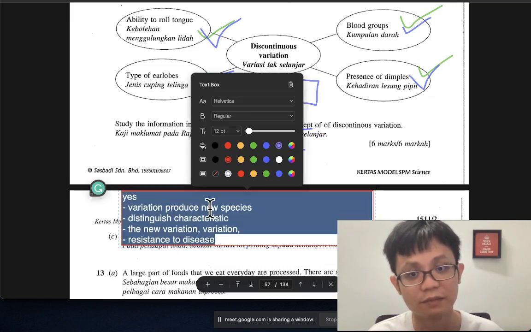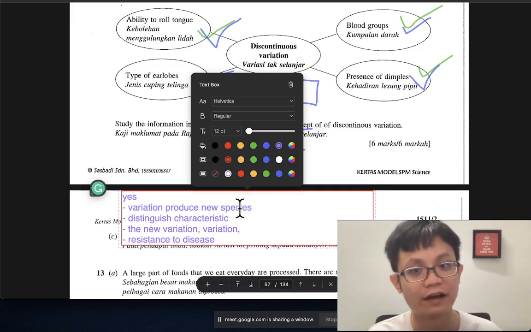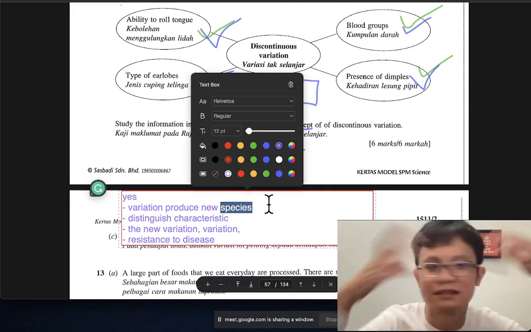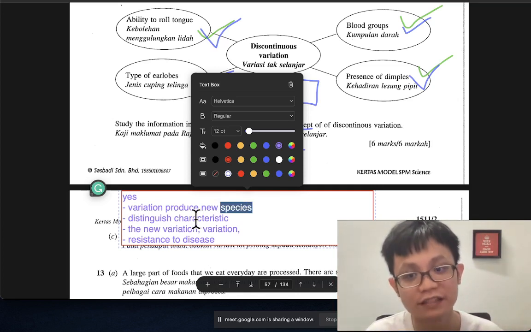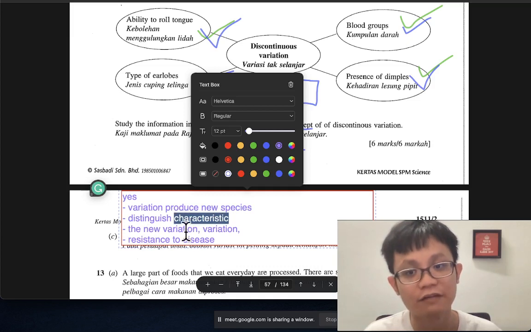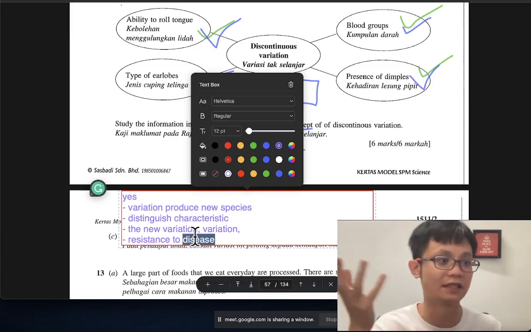And it is better to have a variation. Why is it better? For example, you can produce new species, which is very debatable, because they will ask what you define by species, but we are SPM only, so we are not going into that. Okay, distinguish the characteristic, yes. Create a new variation and be more resistant to disease. Of course, if you have a better variation, then it's better.